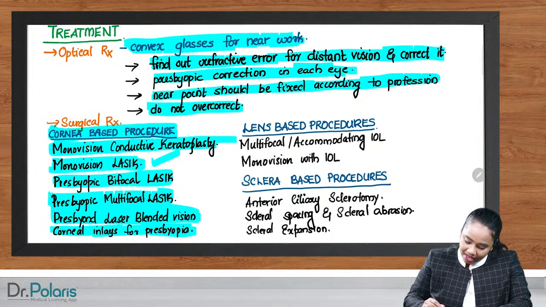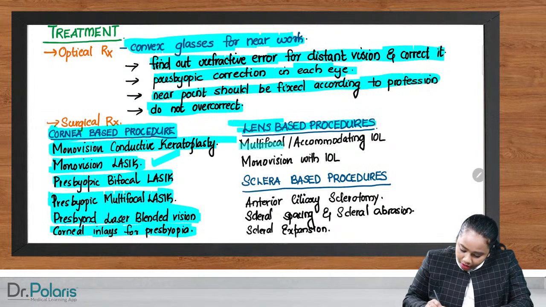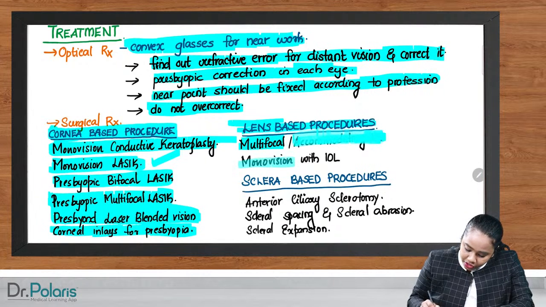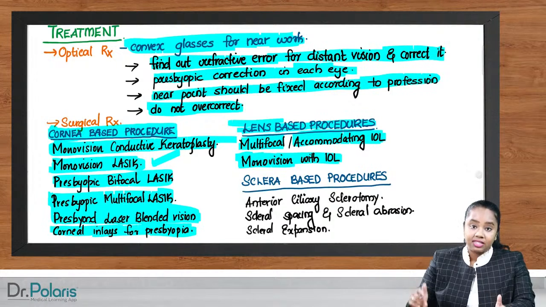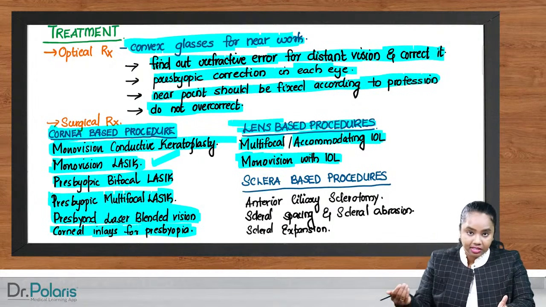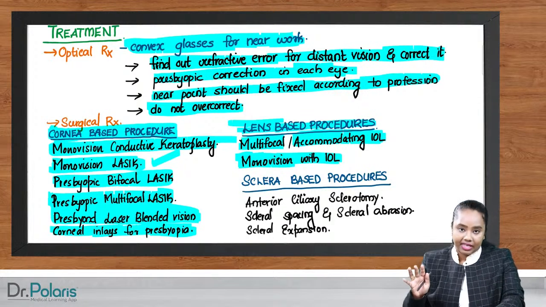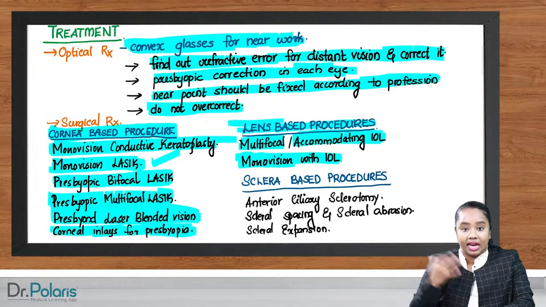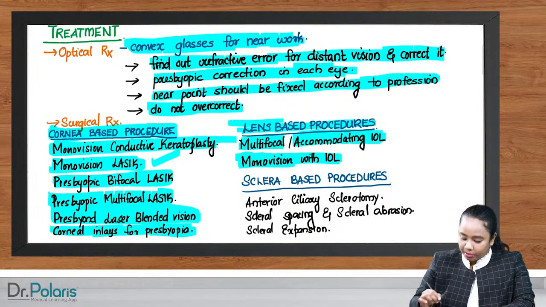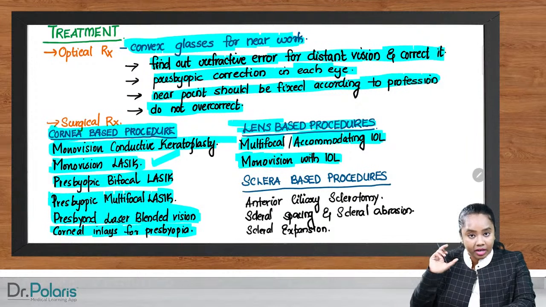In lens we have certain procedures. Lens based procedures, basically there are two: multifocal or accommodating intraocular lens, and monovision with intraocular lens. Multifocal or accommodating intraocular lens generally means you have to extract the lens. Whatever lens is there in the patient is extracted. Second to that, you place an intraocular lens which is adjusting to the power of the patient. So that is multifocal or accommodating IOL. A new IOL is put which is accommodating for the patient.